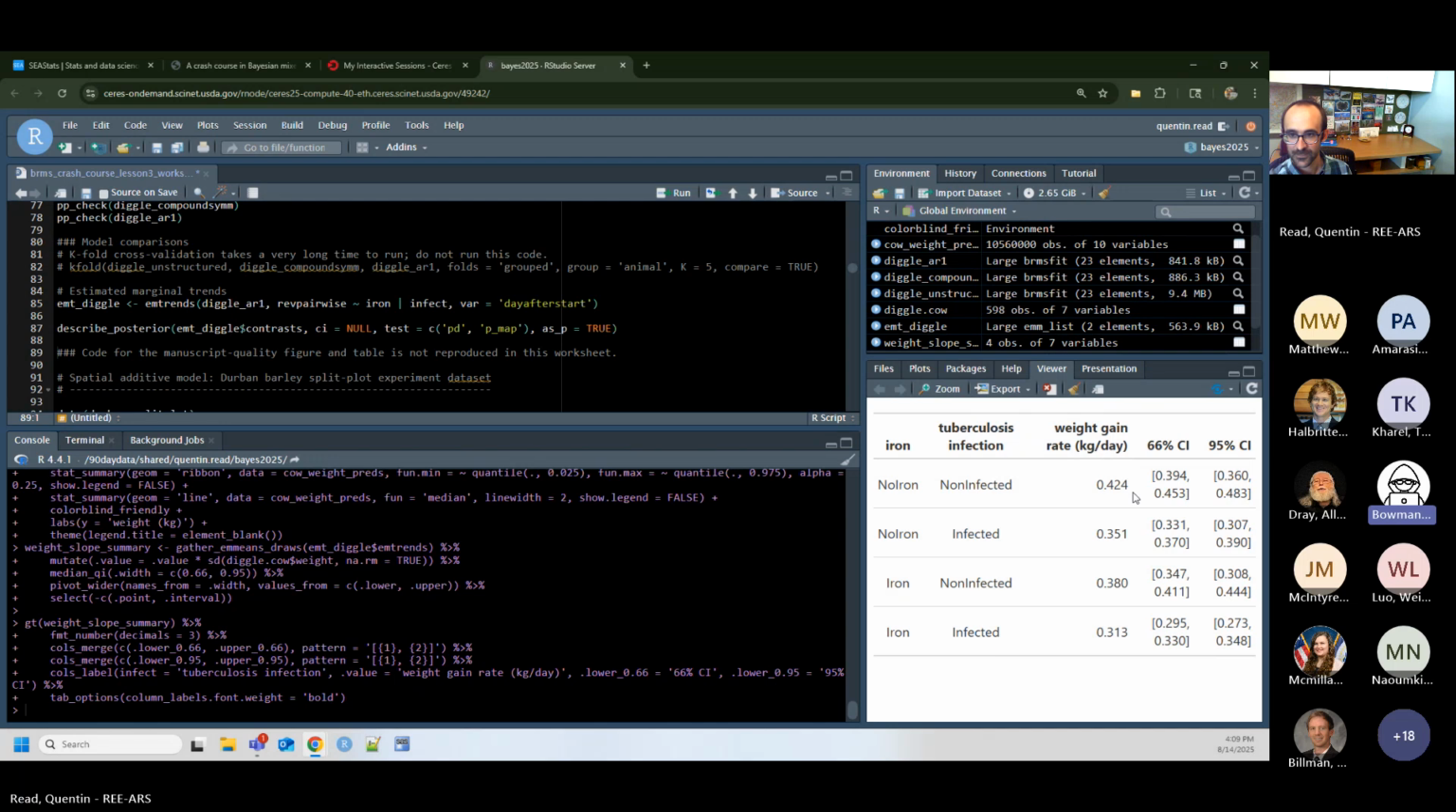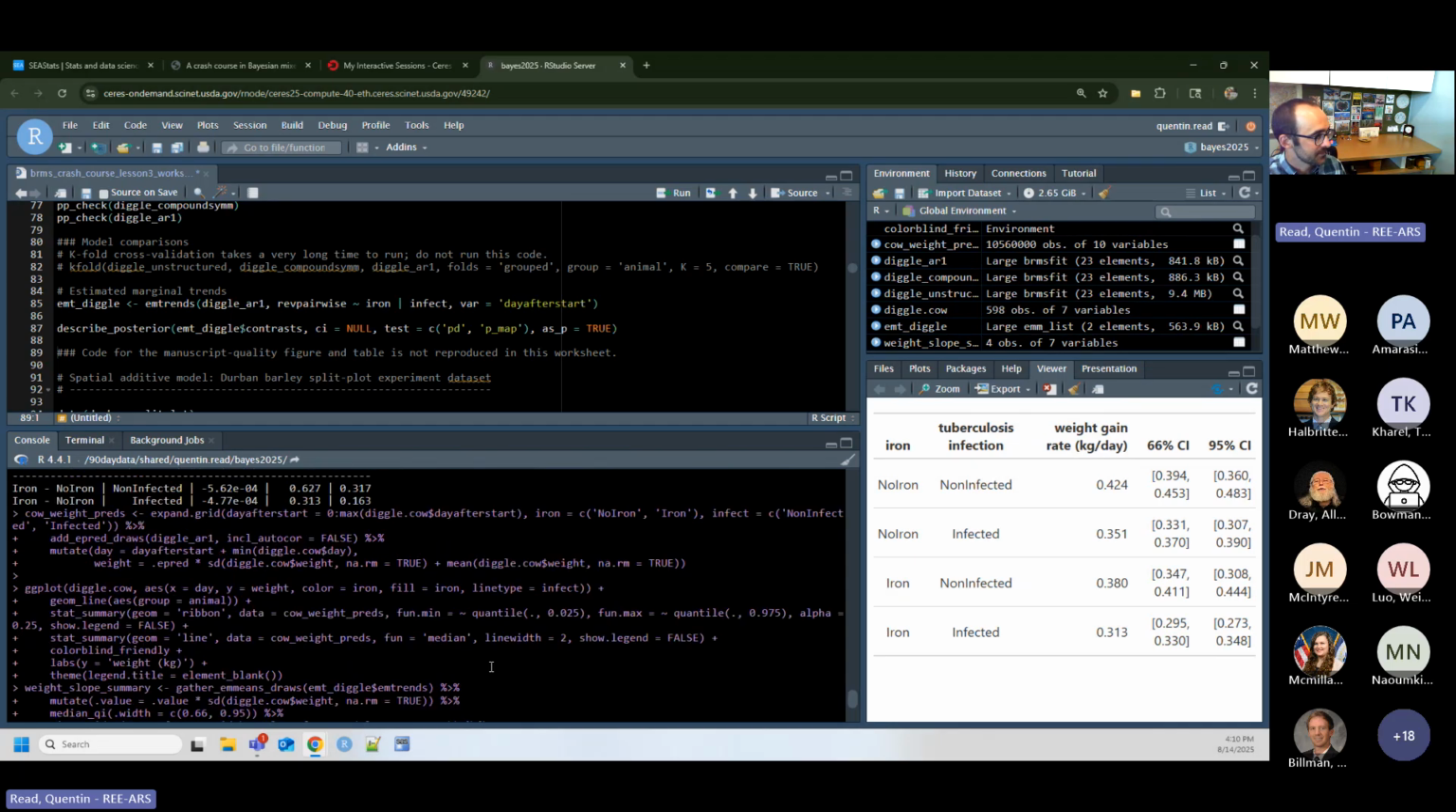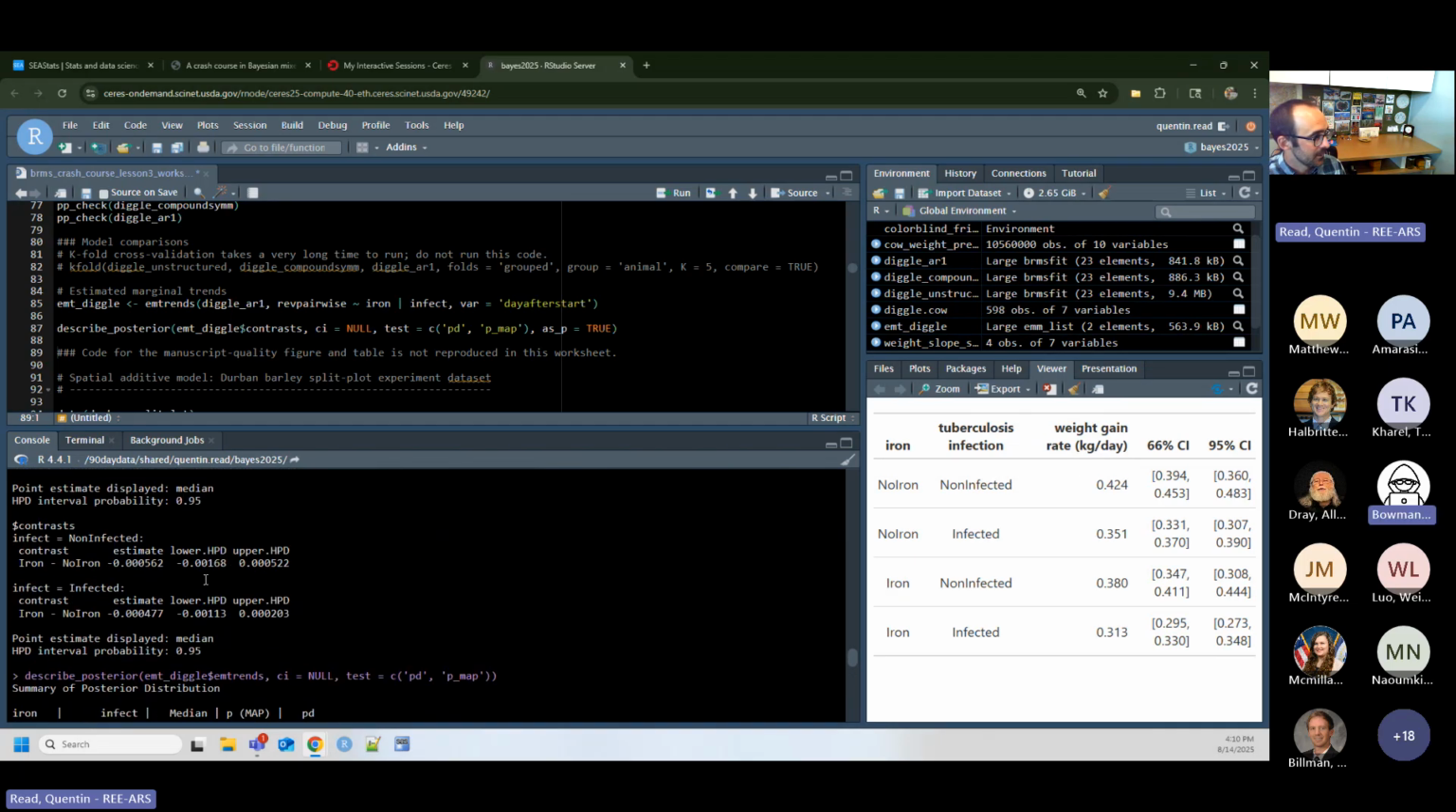Hey, Clinton, this is probably a stupid question, but what's the significance with the posterior distribution contrast? What's the significance of the medians being negative versus being positive? Because I noticed before you corrected it, the medians were all positive, and then they turned negative. This is the difference in the slopes. So the slope of the line for iron is a little bit smaller than the slope for no iron. So that's why the estimate is negative.